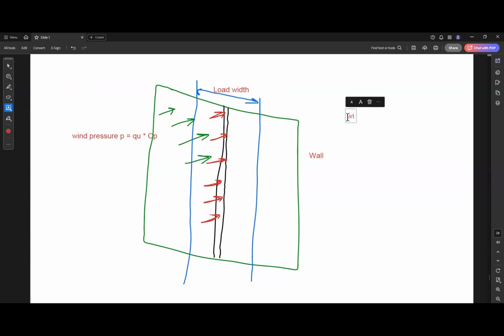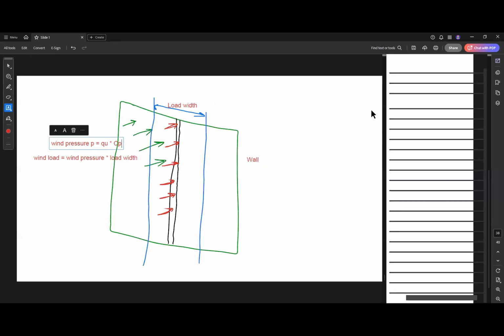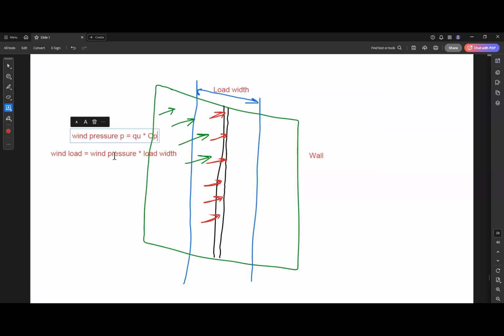So wind load will be equal to the wind pressure times the load width of this column. So this is very simple. After you find the wind pressure using this formula, then you find the wind load using this formula: wind load equal to wind pressure times load width. Similar to this example here.